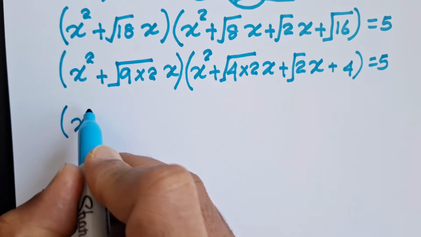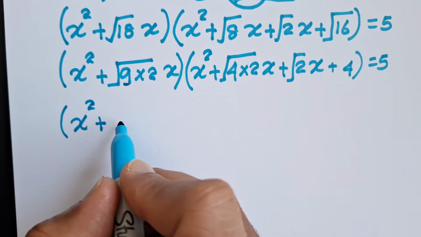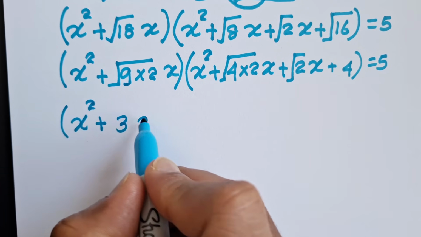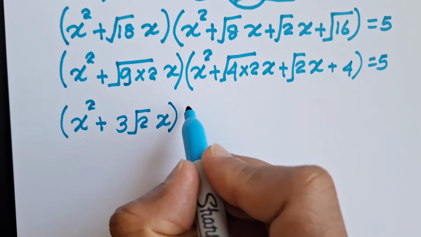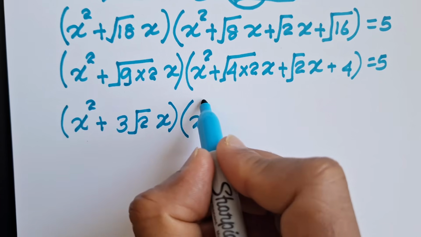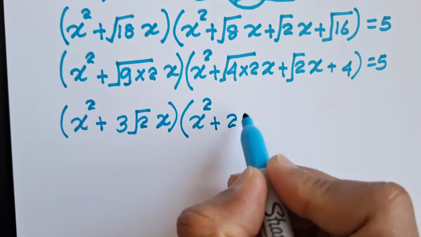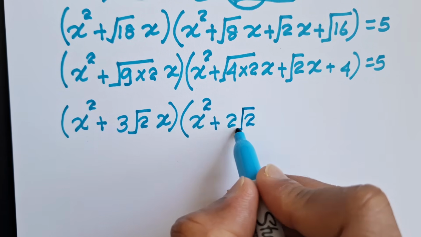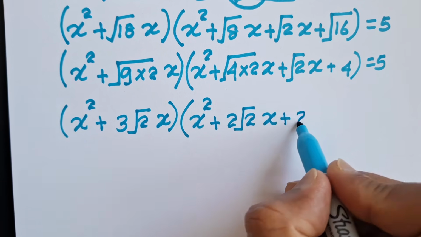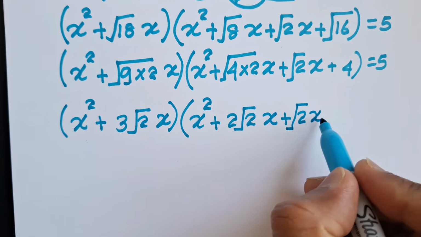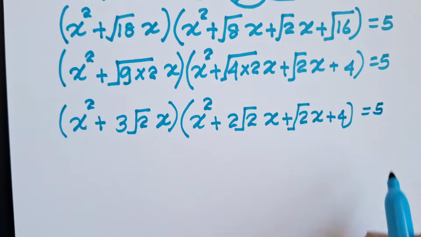Here we have x squared. Square root of 9 is equal to 3. So that we have 3 times square root of 2 times x inside the parentheses. Here inside the parentheses we have x squared. Square root of 4 is equal to 2. Therefore we have 2 times square root of 2 times x, plus square root of 2 times x, plus 4. Right hand side we have 5.